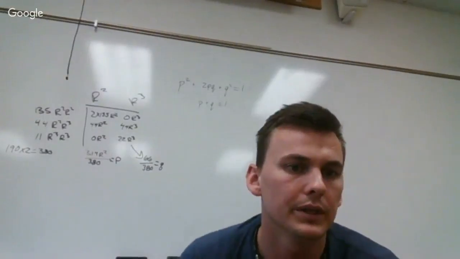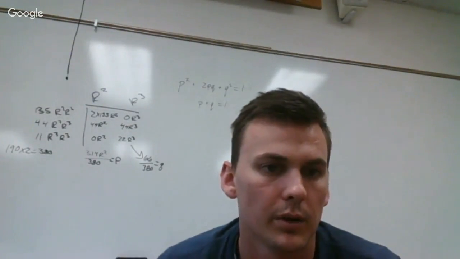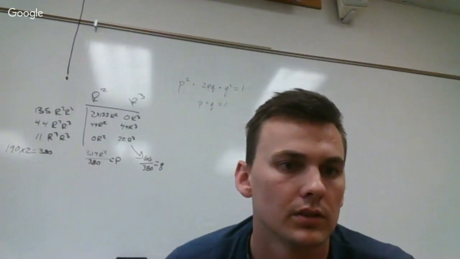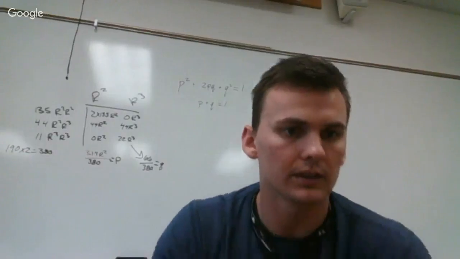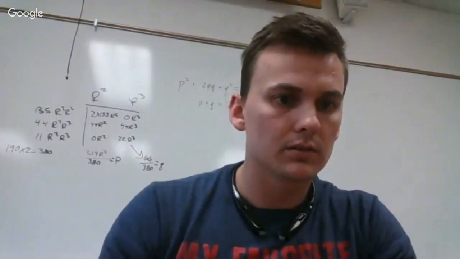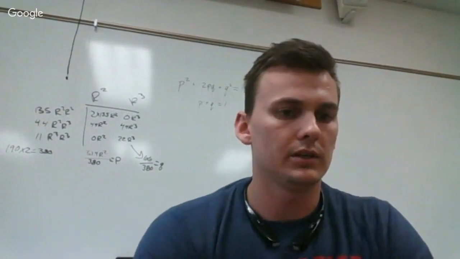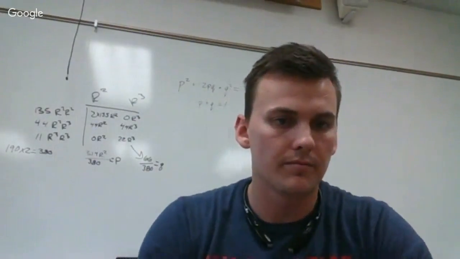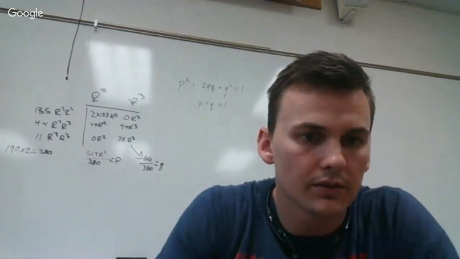Okay, and then B, what is the frequency of the big D dominant allele in this population? Well, if you just take 1 minus your Q value, or your d allele frequency, so 1 minus 0.0026 is 0.9974.